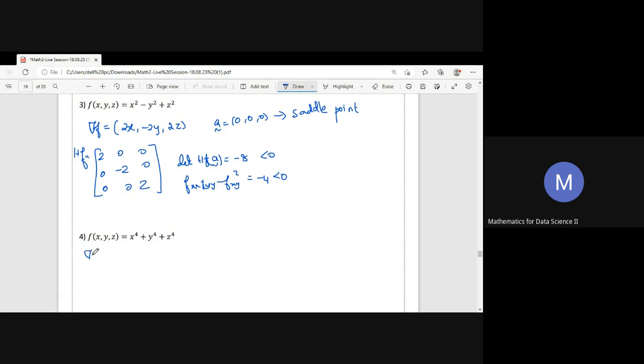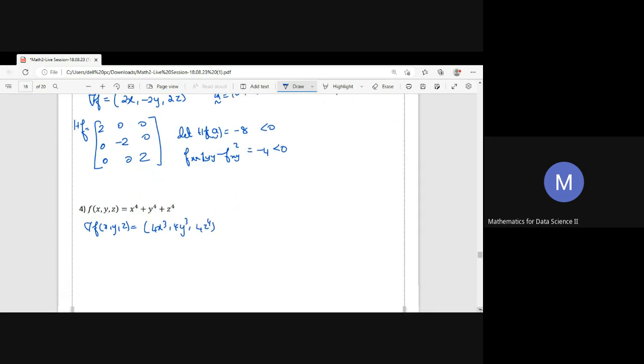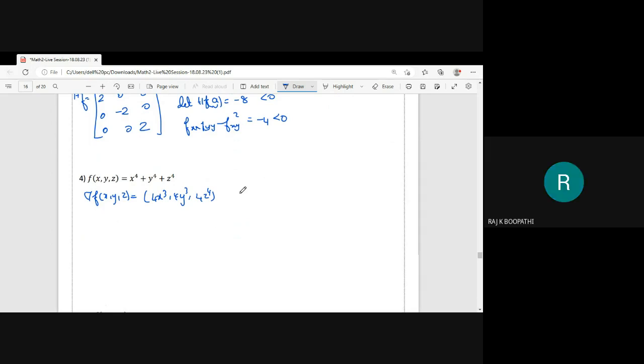Okay. Now what is del f of x, y, z? It is 4x cubed, 4y cubed, 4z to the power 4, that is 4z cubed. The critical point A tilde is 0, 0, 0. So here the Hessian has 12x squared, 12y squared, 12z squared on the diagonal, and all the other entries are 0. Right?